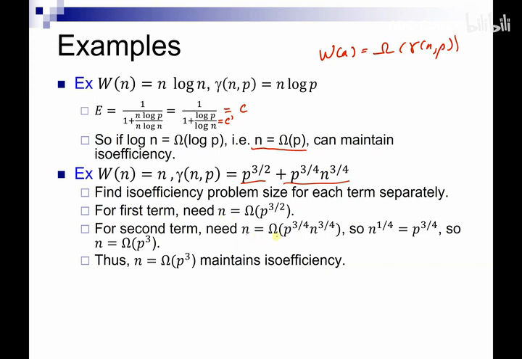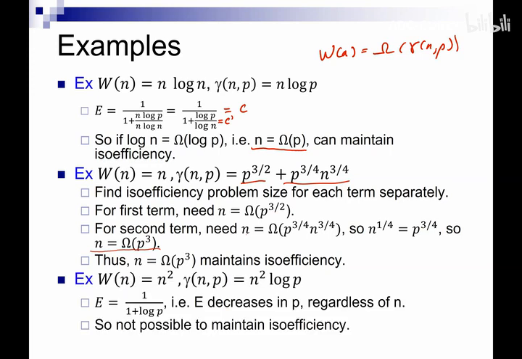Now here you need to simplify things a bit. So you get that n to the 1/4 is equal to p to the 3/4, and so this implies that n needs to be omega of p cubed. The first term only needs n to be omega of p to the 3/2, so this term here is going to dominate. So we see that as long as you have n is omega of p to the 3rd power, then you can maintain the same efficiency.